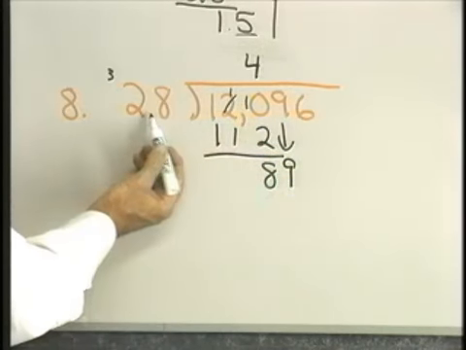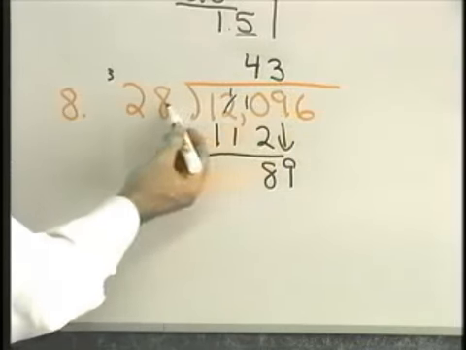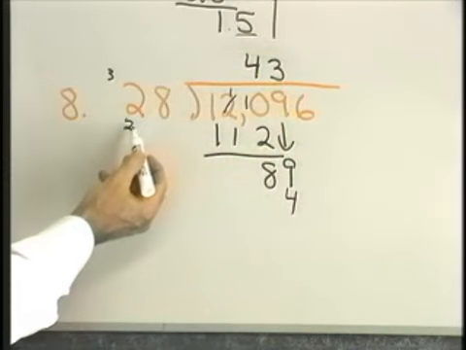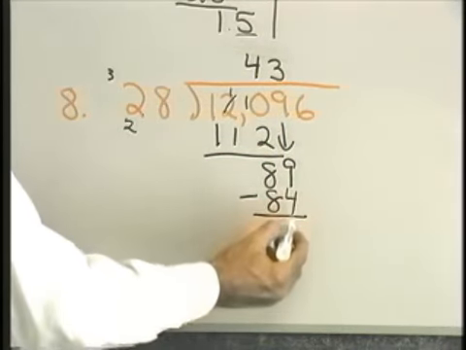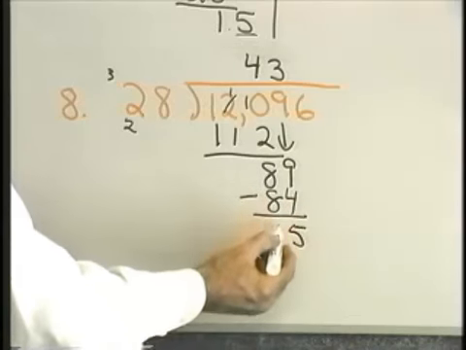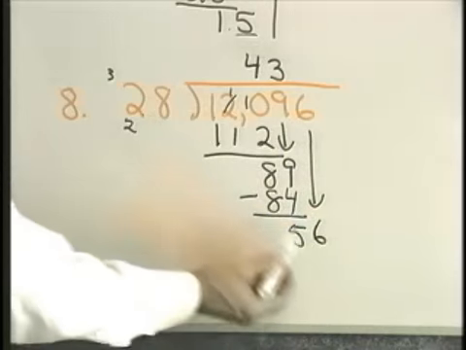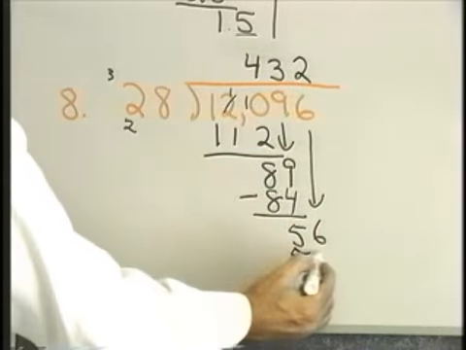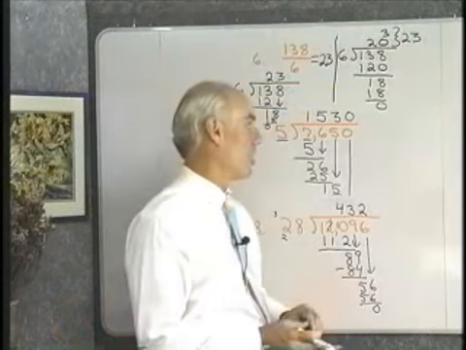I'm going to say 28 goes into 89. Should we try 3? 3 times 8 is 24. Carry the 2. 3 times 2 is 6, 7, 8. Now I subtract. 9 subtract 4 is 5. 8 subtract 8 is 0. Bring down the 6. 28 divides into 56 twice. 2 times 28 is 56. Subtract and get 0. So this is that long division process.